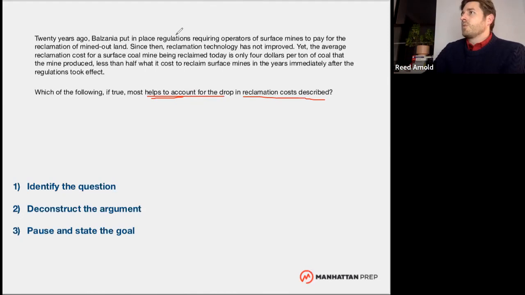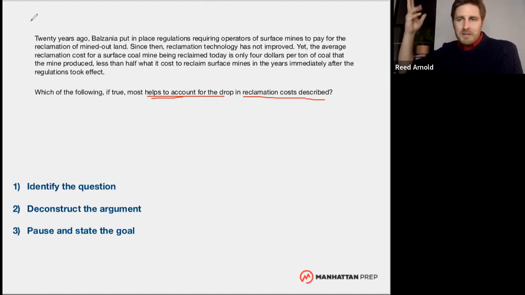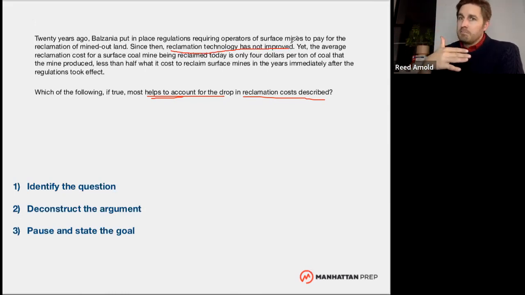We have this country that put in regulations so that operators had to reclaim their mines. I don't know exactly what that means, but I get that it's some, you know, undoing the mess they've made making the mine. Okay, since then, reclamation technology has not improved. So whatever you need to do to reclaim a mine is basically the same as it's ever been. Okay, so remember, you're building an expectation. There's a sense that you're headed towards something.